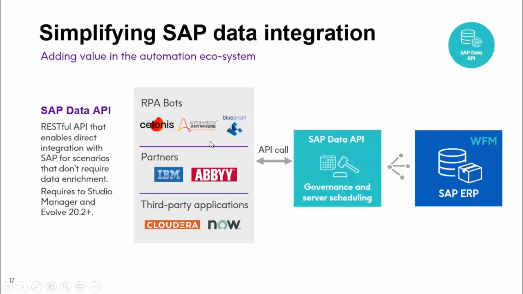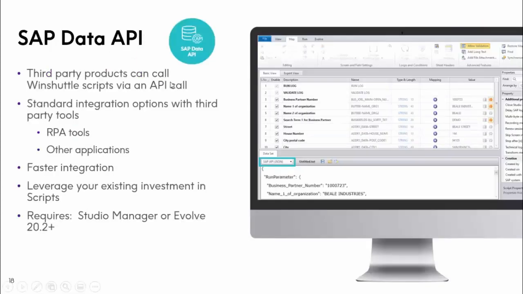Now it's super easy. If they can do a REST API call, they can very, very easily integrate with our SAP Data API to post or extract data to and from SAP. Third-party products can call it, and it's much, much faster integration. You're leveraging your existing investment, and it requires either Studio Manager or Evolve. So here I am, for any of you script builders, those SAP automation builders, I've already recorded, and I simply choose the mapping, and it's going to create what's called a JSON payload.